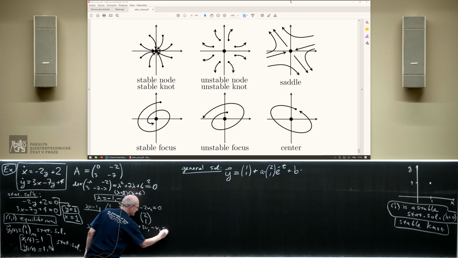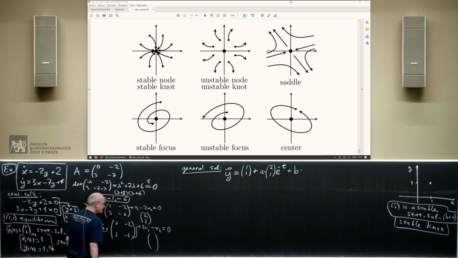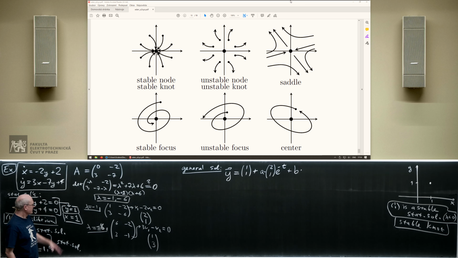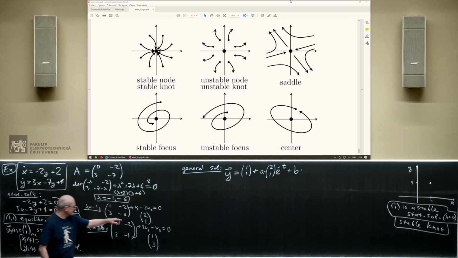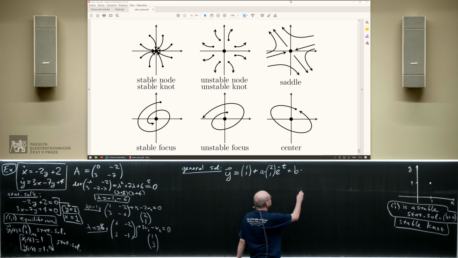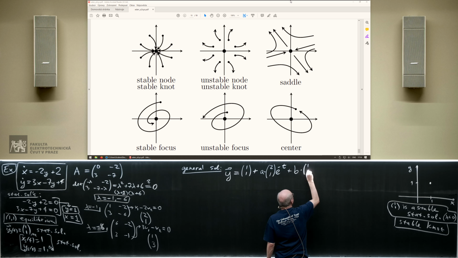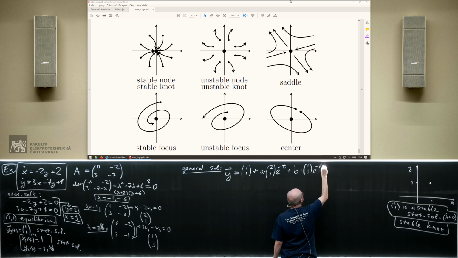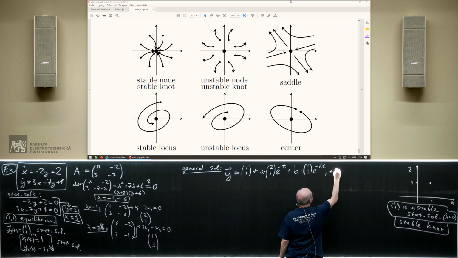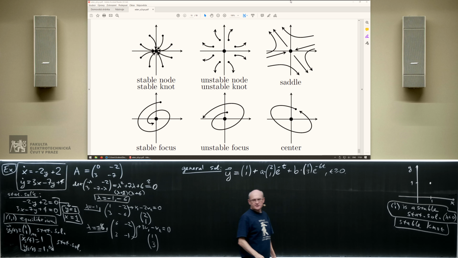3v1 minus v2 is 0. Let's see, I will put 1 for v1, and I get 3 for v2. Okay, here's my lambda, here is my v, 1, 3, e to negative 6t. T, let's say, greater than or equal to 0. I don't really care much.